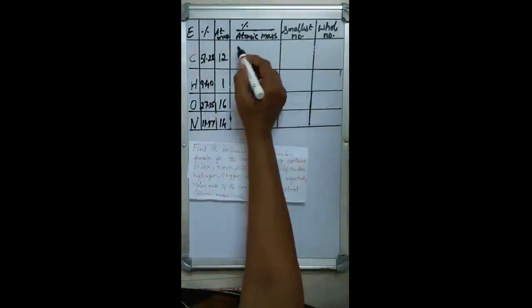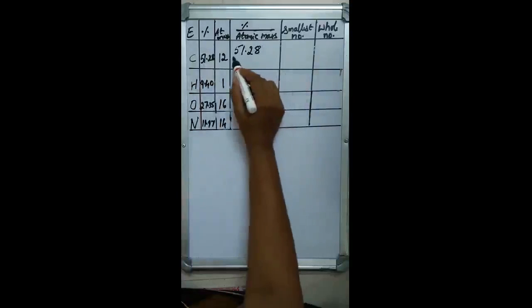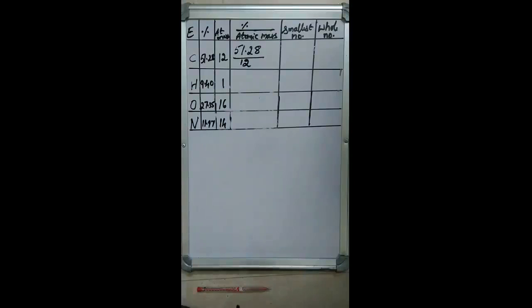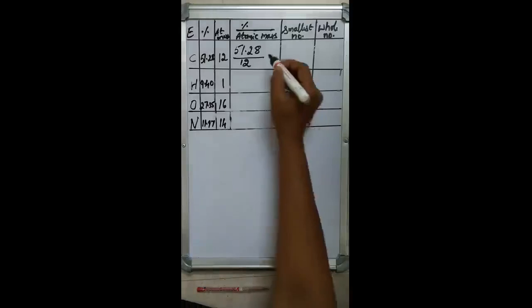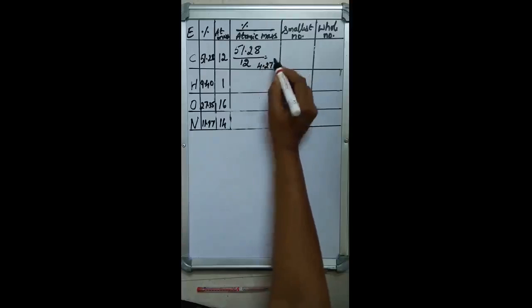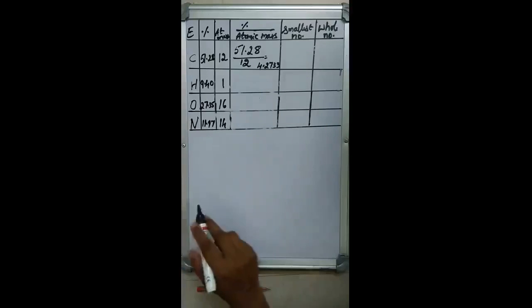Now here, the percentage of carbon is given as 51.28. This I will keep aside. 51.28 divided by 12. Okay, so take out your calculator and calculate to simplify the problem. 51.28 divided by 12. So what is the answer you will get? Here I will write 4.2733. Okay, after the point, how many digits should you write? 4 digits you should write.